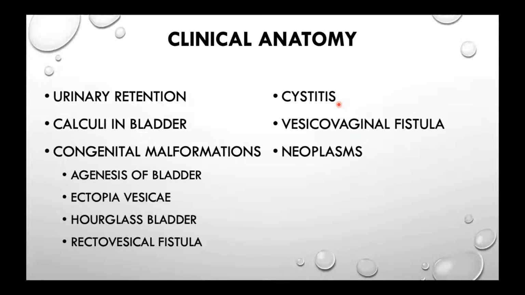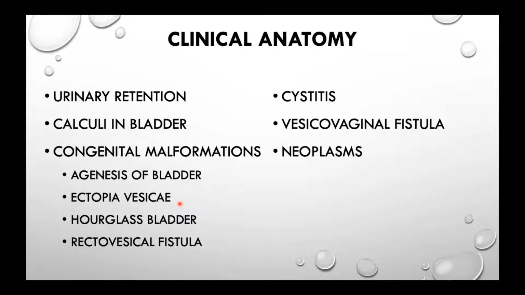Then we have the vesicovaginal fistula, once again a congenital anomaly, and the neoplasms, and some other congenital malformations like agenesis of the bladder, which is improper growth of the urinary bladder, and the ectopia vesicae. Ectopia vesicae is a serious, critical condition where the anterior wall of the urinary bladder is not developed, or the anterior wall of the lower abdominal region itself is sometimes not formed. Both the pubis will be absent.